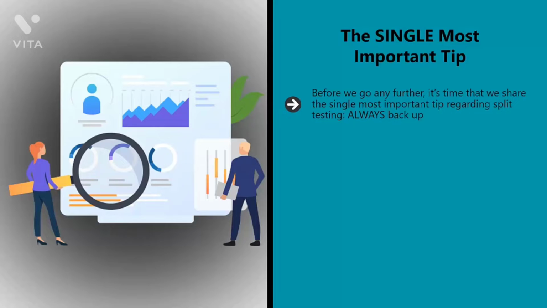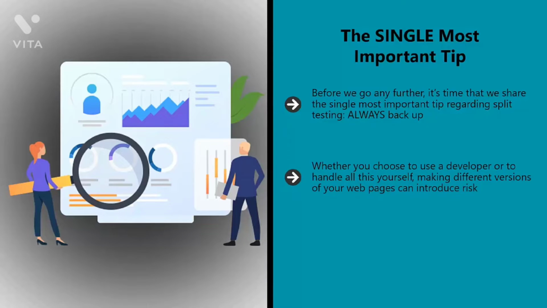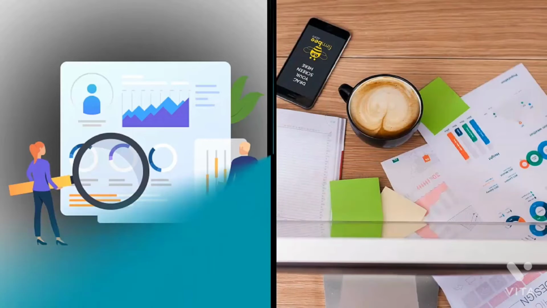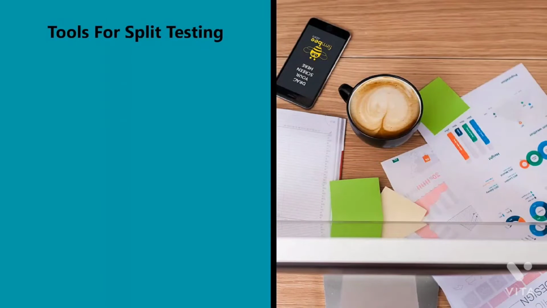Before we go any further, it's time that we share the single most important tip regarding split testing. Always back up. Whether you choose to use a developer or to handle all this yourself, making different versions of your web pages can introduce risk. This is especially true when using the include method or others that actually alter the content on the original version of the page. So, make sure that you back up your site regularly and that you especially back up any pages you'll be tweaking.